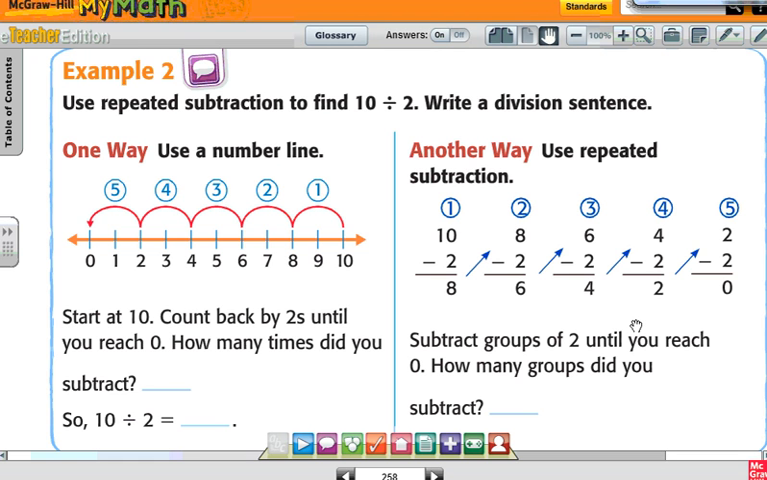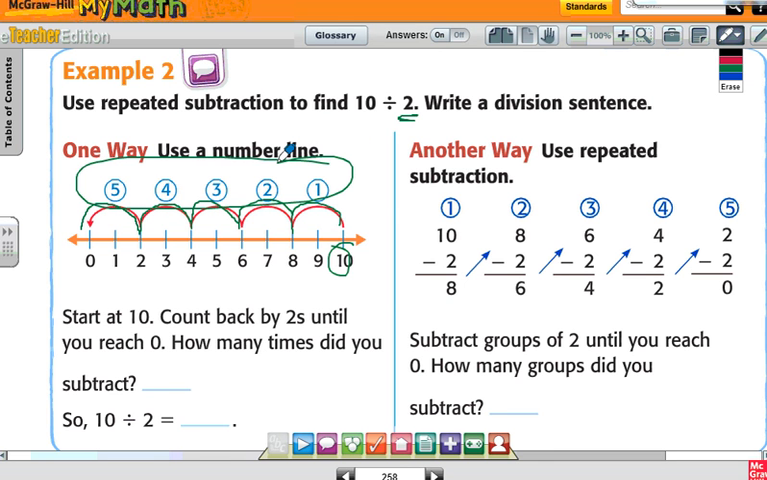Here's example number 2. It says you use repeated subtraction to find 10 divided by 2. All right, so I start at 10, and I have to subtract how much each time? 2. So I go backwards. 10 minus 2 is 8, and then 8 minus 2 is 6. 6 minus 2 is 4. 4 minus 2 is 2, and 2 minus 2 is 0. So how many times did I subtract? 5 times. So 10 divided by 2 is 5.